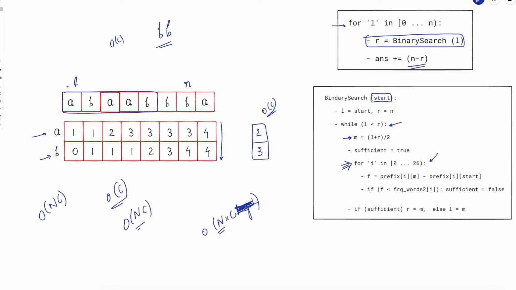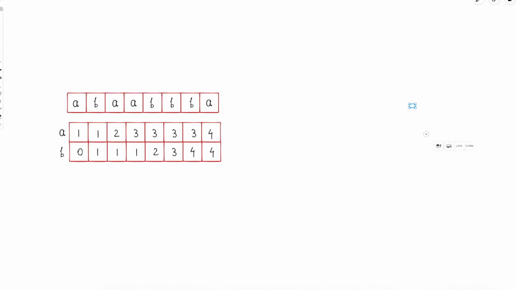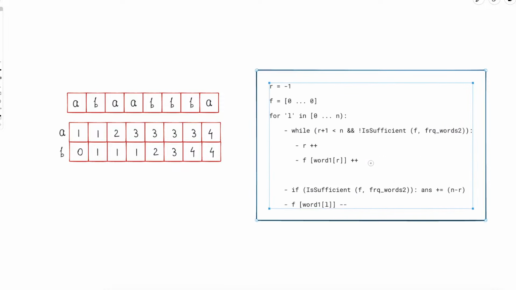For a single, for all possible R. Now, in the same fashion, for all possible L as well, you will incur one order C cost in worst case. So you will simply add plus order NC. So let's look at pseudocode. The pseudocode would make this part a bit more clear. So the pseudocode would look something like this.